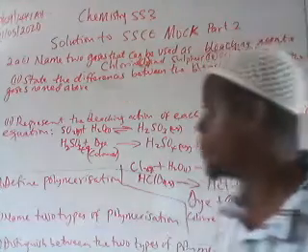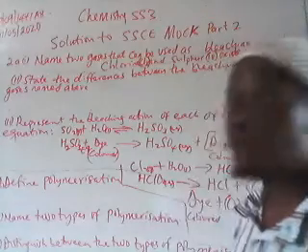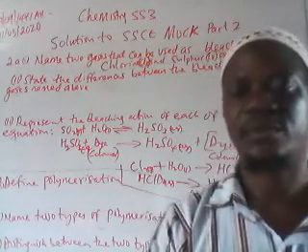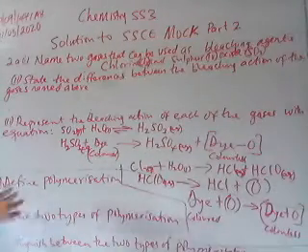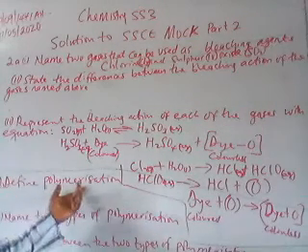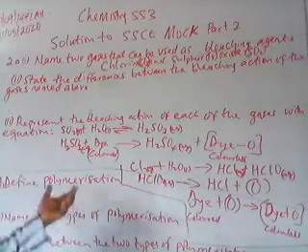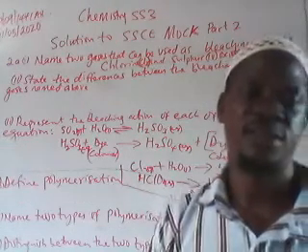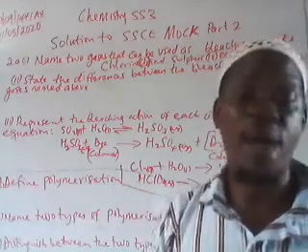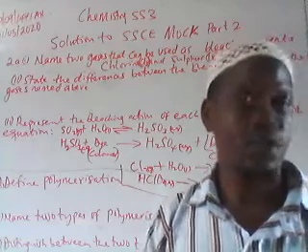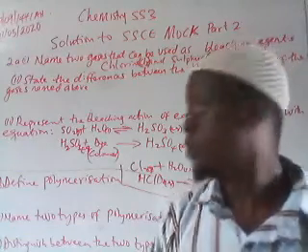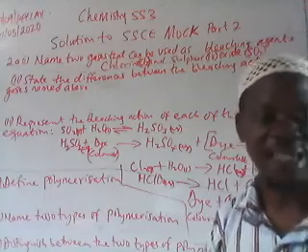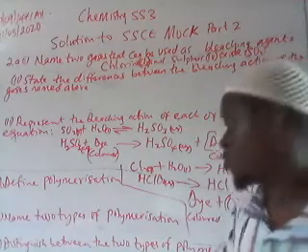Question 2b1. You are required to define polymerization. Polymerization. Poly, from the word polymer. That is the formation of polymer. This is the process by which small organic molecules called monomers are linked together to form a giant molecule called polymer. Joining together or linking together of small organic molecules to form a giant molecule which is called polymer, is called polymerization.